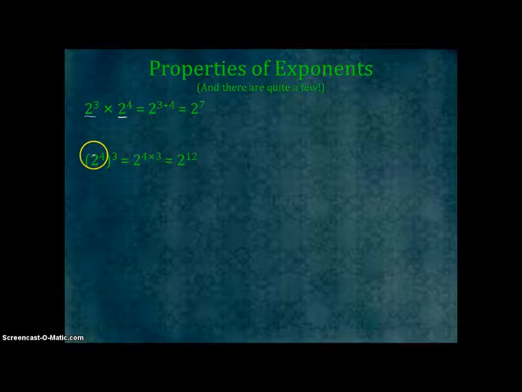Next, if we have something to an exponent, and then that entire thing is to another exponent, then what we do is we keep the base and multiply the exponents.